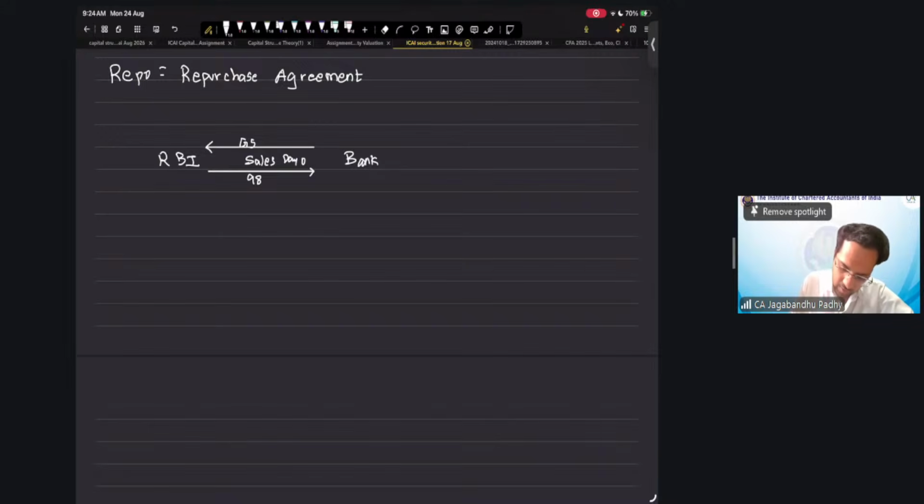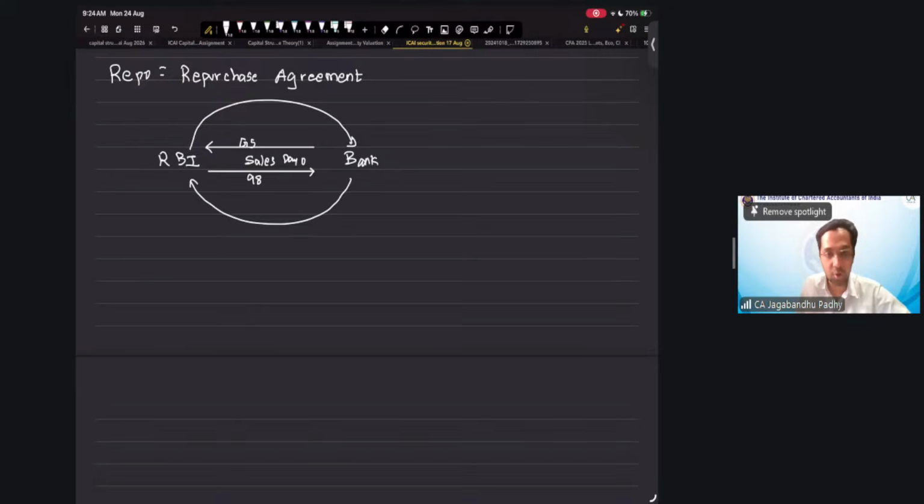Then on, let's say, day 180, there is going to be a repurchase. The government security which was already sold is repurchased by the bank, but the rate is now, let's say, 99 rupees. So the security which was sold by the bank for 98 is now being repurchased by the bank at 99.